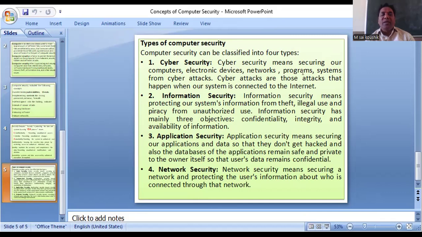Cyber security means securing our computers, electronic devices, networks, programs, and systems from cyber attacks. Cyber attacks are those attacks that happen when our system is connected to the internet. How do you say it is called cyberspace? Many people utilize networking. The network location is called cyberspace. It is a part of cyberspace.